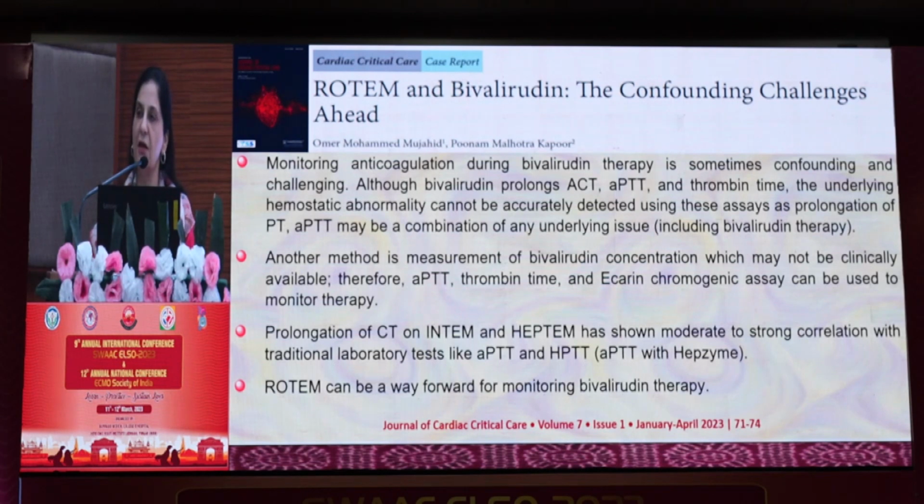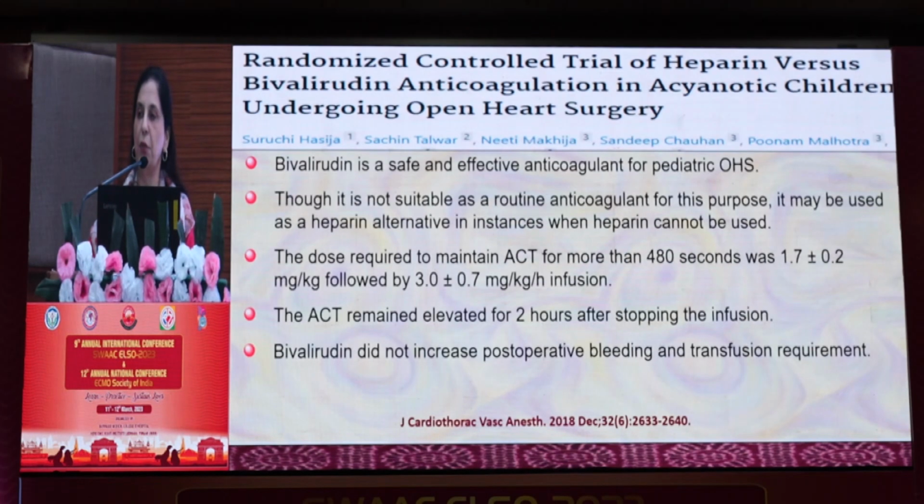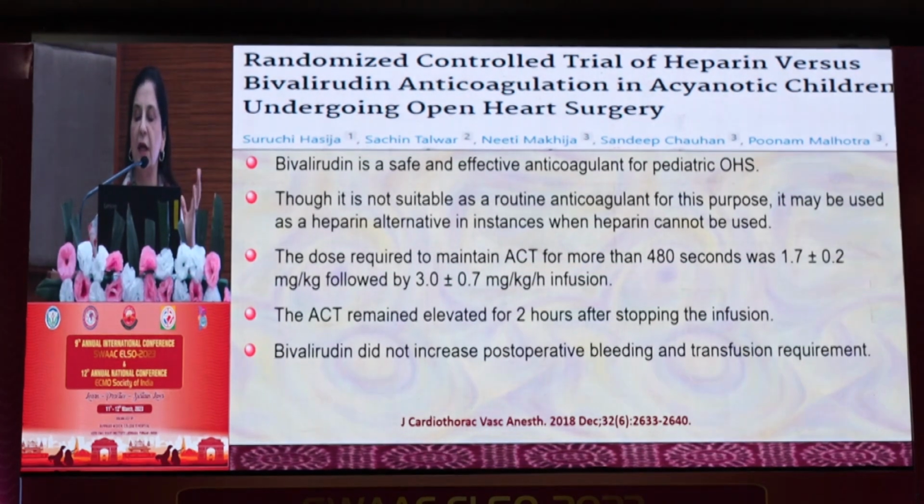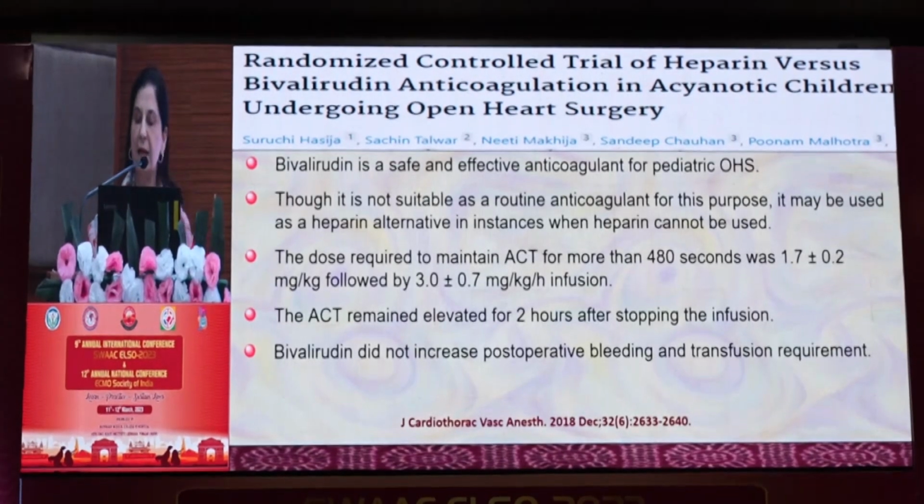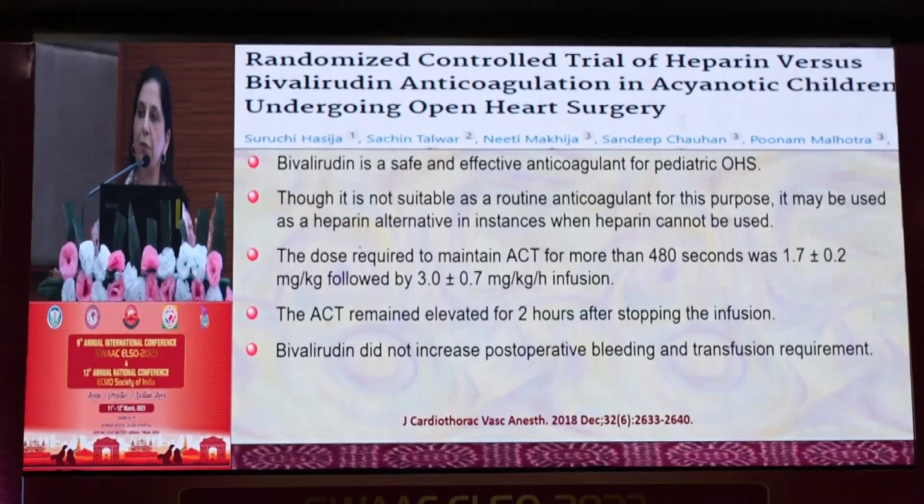This is a disaster in many. Had we not had the bridge, had we not judiciously added heparin with the bivalirudin and taken a chance, we would not have saved this patient. She went home on the 19th day from the ICU and the 36th day from admission. So bivalirudin did not increase any post-operative bleeding and transfusion requirements, and this is where bivalirudin scores over heparin.